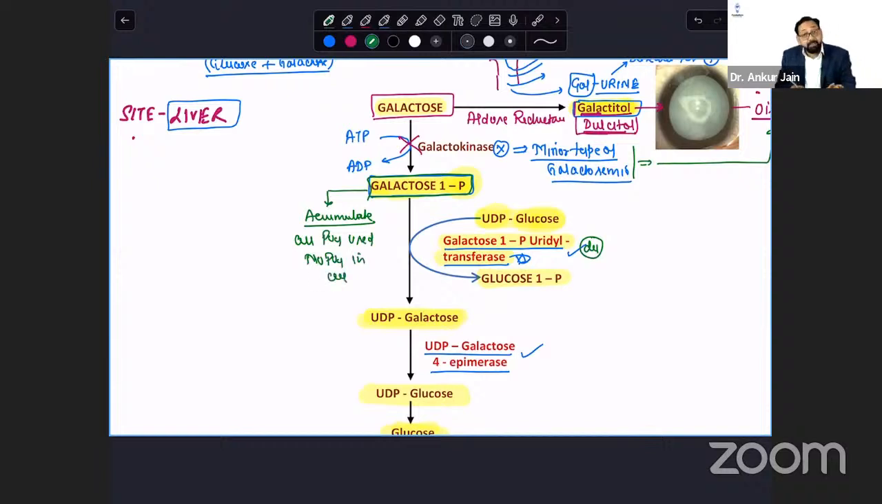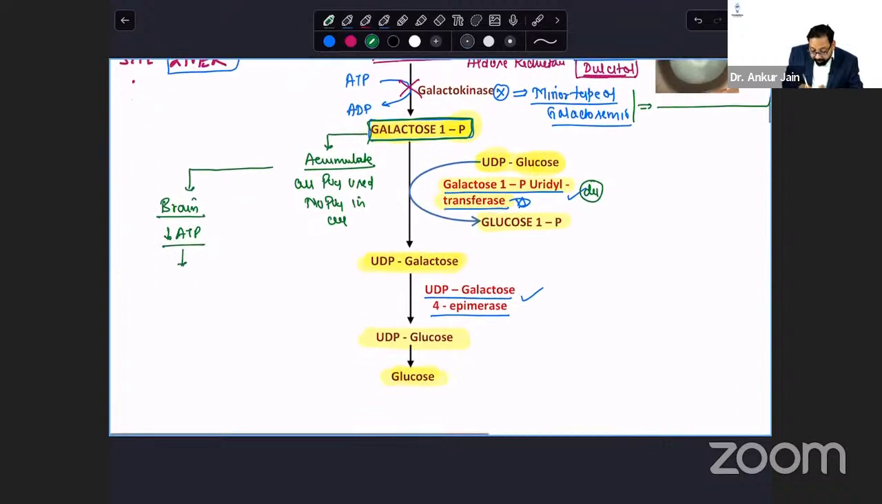No phosphate in the cell. Inorganic phosphate in the cell. So in brain, phosphate is not there, decreased ATP will lead to mental retardation, or the new name is intellectual disability. Intellectual disability. One question.